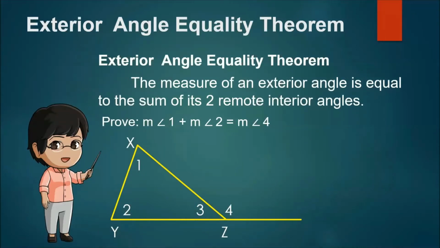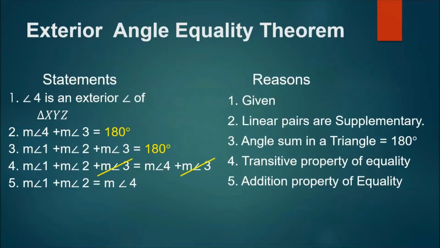Exterior angle equality theorem. The measure of an exterior angle is equal to the sum of its two remote interior angles. Prove that the measure of angle 1 plus the measure of angle 2 is equal to the measure of angle 4. First, we lay down the statements. Angle 4 is an exterior angle of triangle XYZ, that is given.